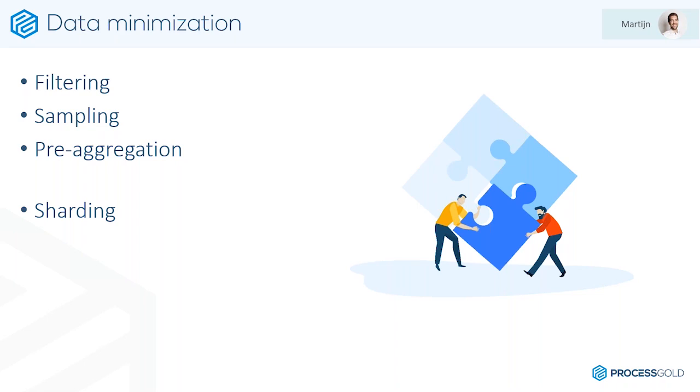So often we're looking to really drastically minimize the number of records you put in your app to improve performance. We have four ways to do this that I want to show you today. One's called filtering, the other is sampling, we also have pre-aggregation, and finally sharding. I'll briefly touch upon those to give you an idea what you can do.